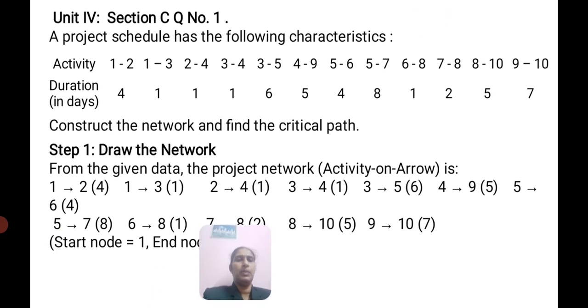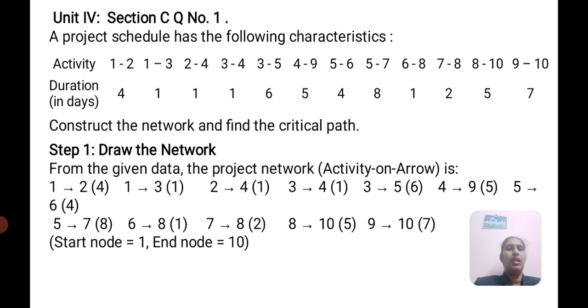So let us explain one example. The project has the following characteristics. Activities are given as 1 to 2, 1 to 3, 2 to 4, 3 to 4, 3 to 5, 4 to 9, 5 to 6, 5 to 7, 6 to 8, 7 to 8, 8 to 10, 9 to 10. The duration values are given. We have to draw the network using the arrow diagram. We have to start from 1 and end with 10.